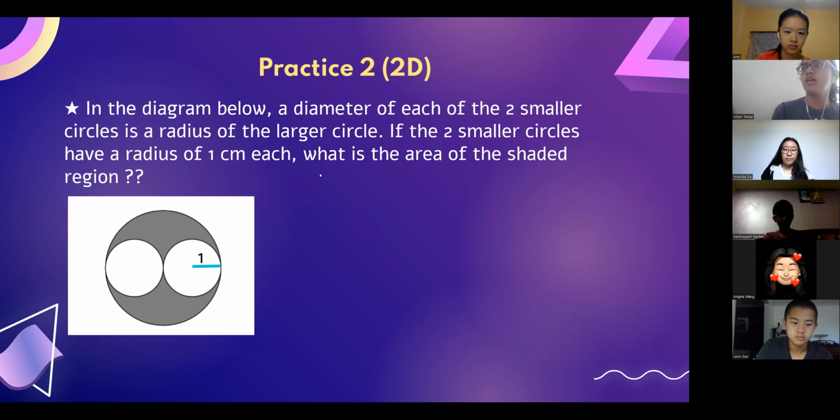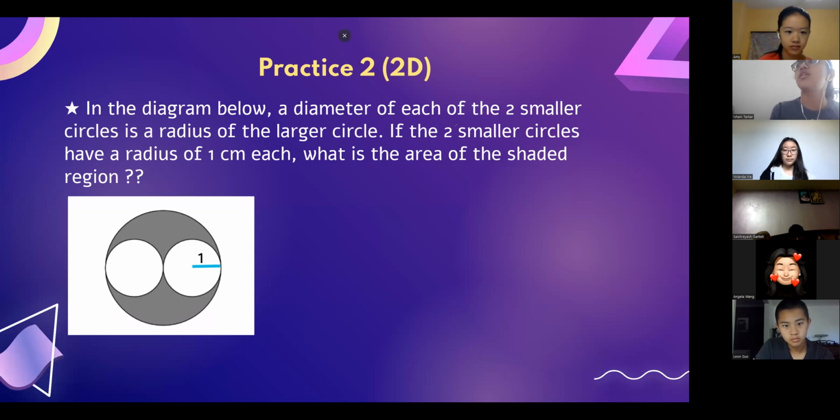Remember, when you're doing any geometry problem, and area and volume are technically geometry, you need to label your diagrams. So this one is labeled, so that's good. Okay, I'm seeing some answers in the chat.